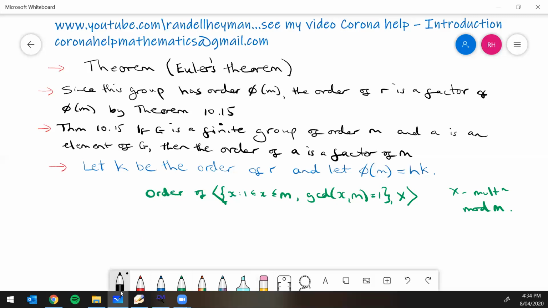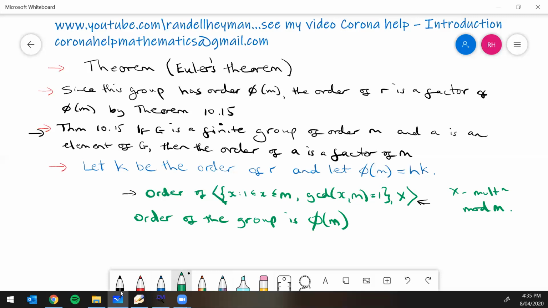Okay, so in the language of up here, theorem 10.15, this here is the set G. Okay, so we know that the order of this group. So actually, order of the group. So I'm just trying to explain this really fully. Order of the group, I went through this in the last video, is phi of M. That's the definition, basically the definition of phi of M.